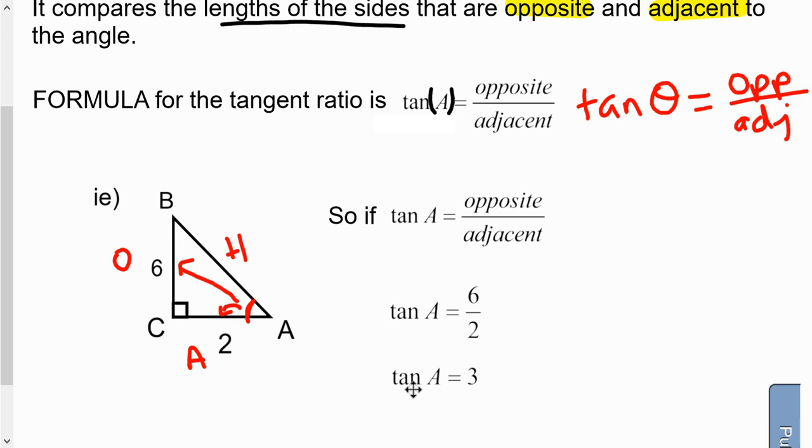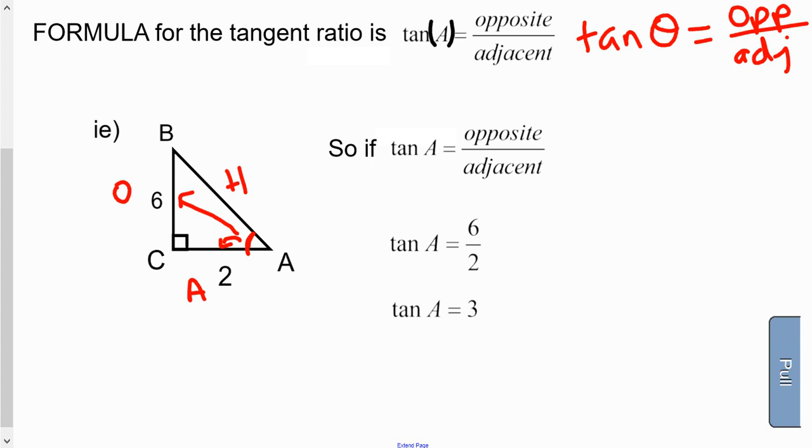What that means, what that's telling us, because it's a ratio, is that the opposite length is 3 times longer than the adjacent length. So that would hold true for any triangle where I have this specific angle A. And we're going to look in a little bit about finding out what angle that is. Okay? No two angles are going to give us the same ratio.